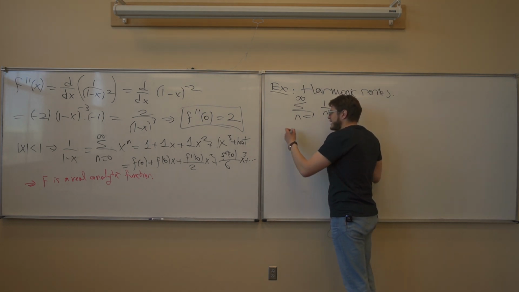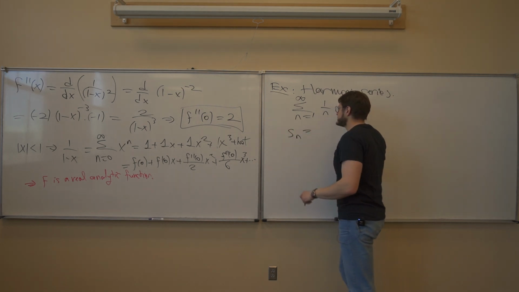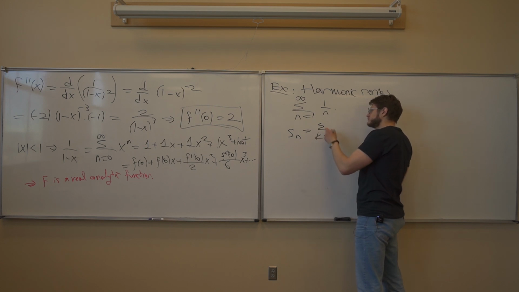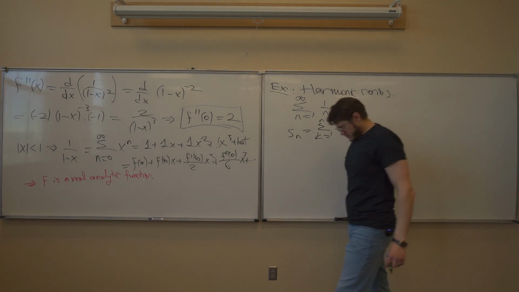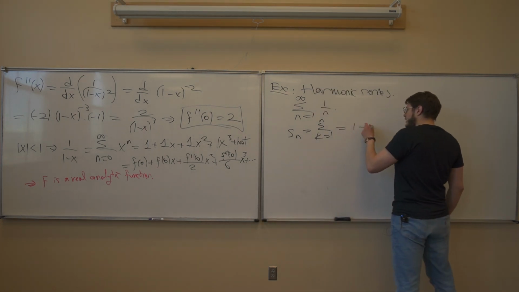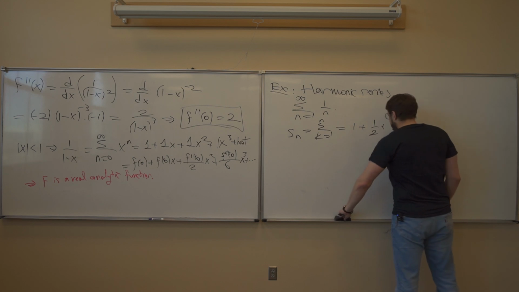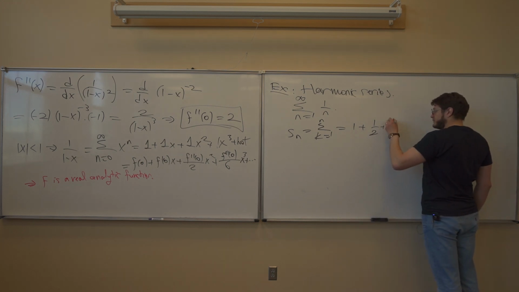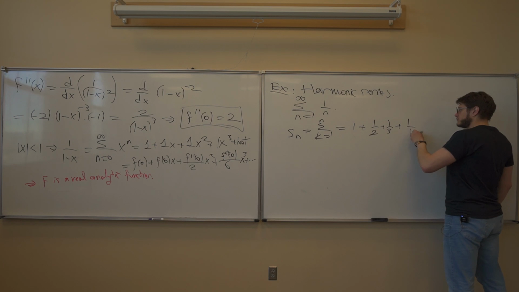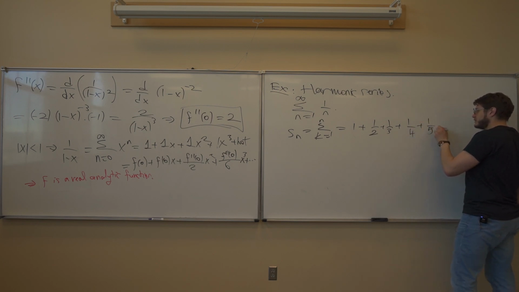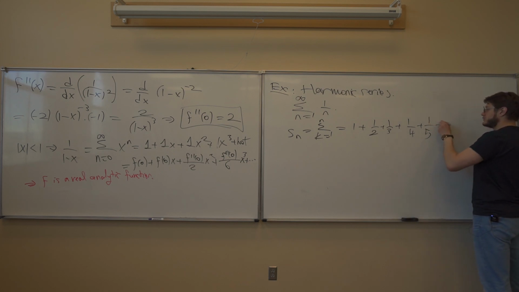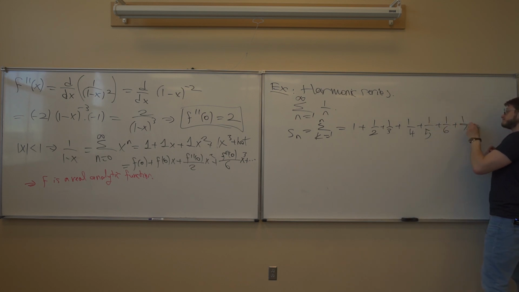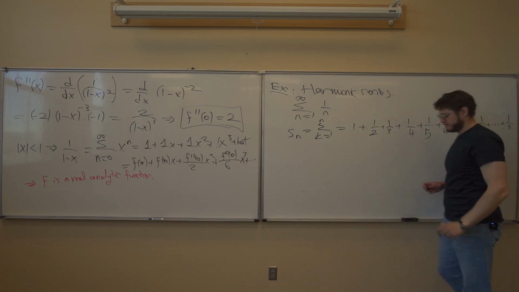And so again, I'm going to look at the sequence of partial sums. So I'm truncating at some finite time n. And so this just is 1 plus 1 over 2 plus 1 over 3. Let me open this up a little bit. Plus 1 over 4, 1 over 5, 1 over 6. And it goes on like this all the way up to n.